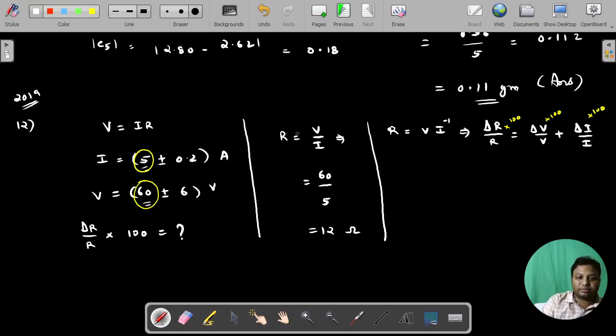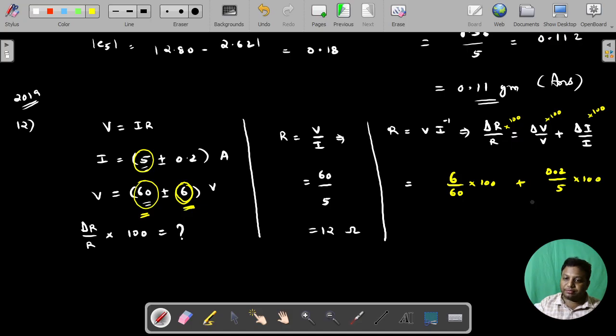Then what do we get? Let us check. Delta V by V means this is delta V, okay, and this is the true value. So 6 by 60 into 100 plus 0.2 by 5 into 100. So 1 by 10 into 100 means 10, and here 20 into 2, 40 into 1, 4. We get 14%. This is the percentage error in the measurement of resistance.